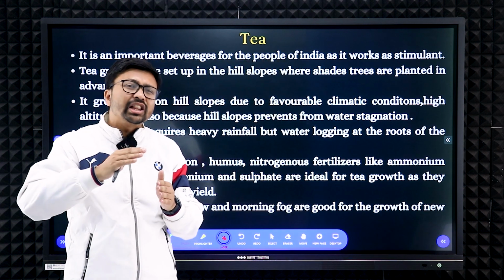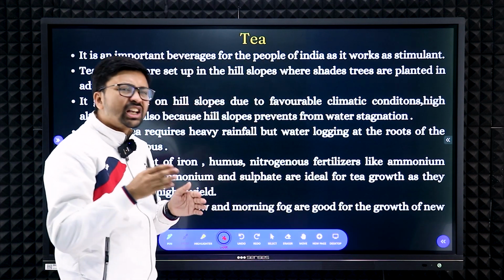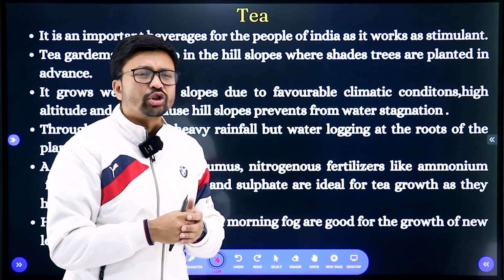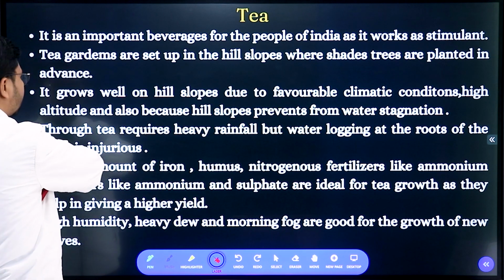that is also a plantation crop that mainly grows in the mountain or hilly areas, like Darjeeling, as well as the southern part of India's hill station areas, where we are getting tea cultivation, right?